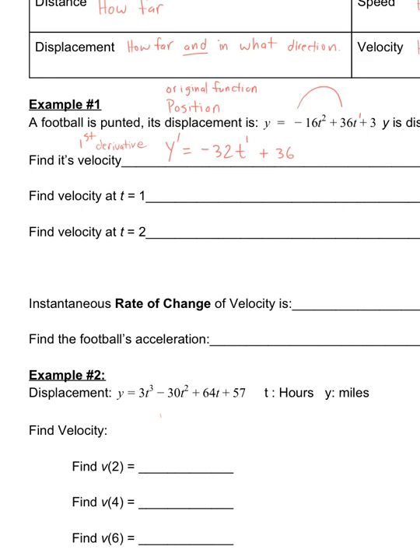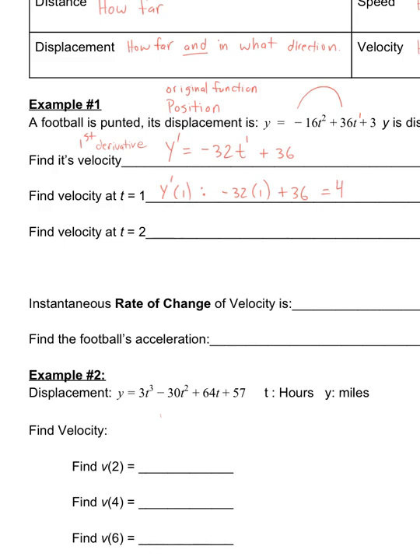Now we want to find the velocity at 1. So we just plug 1 into the velocity function. We want y prime of 1. That gives us negative 32 times 1 plus 36. So negative 32 plus 36 gives us 4.